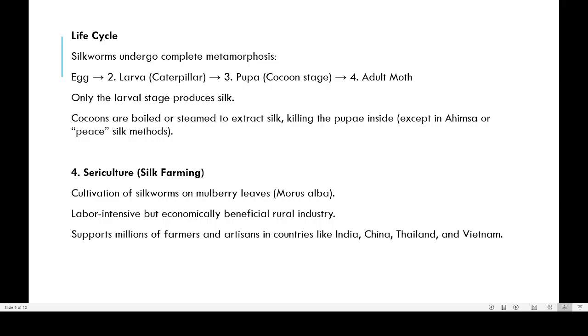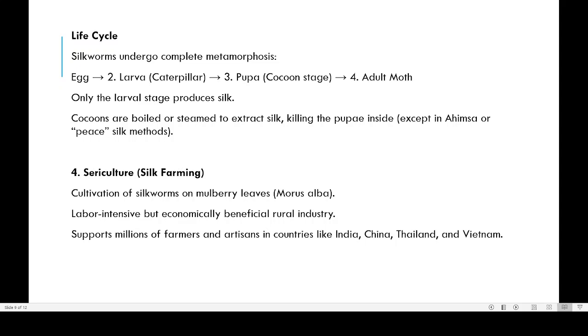The cocoons are boiled or steamed to extract silk, killing the pupa inside, except in the ahimsa or peace silk method. I don't know exactly how that method is done, but there they may be removing the larva. Normally we put the cocoon into boiling water to kill it, and we take the silk thread. That is how it is done most of the time.